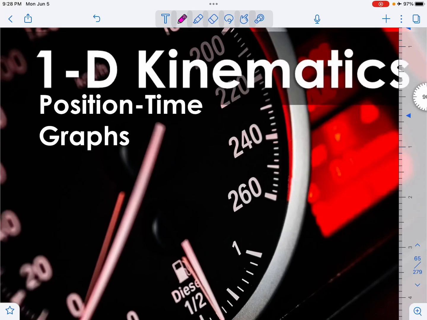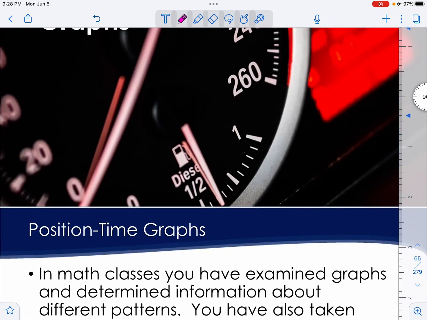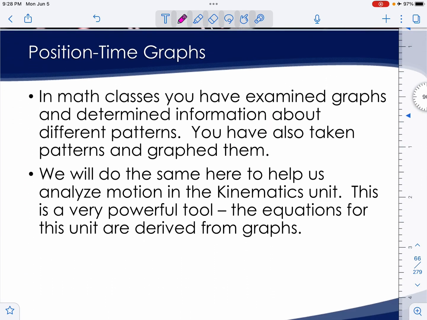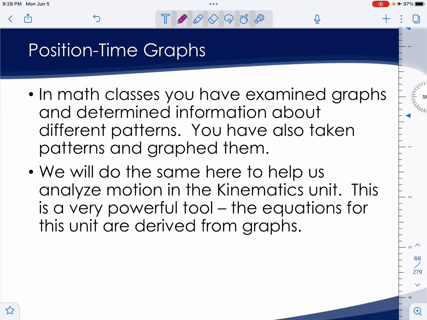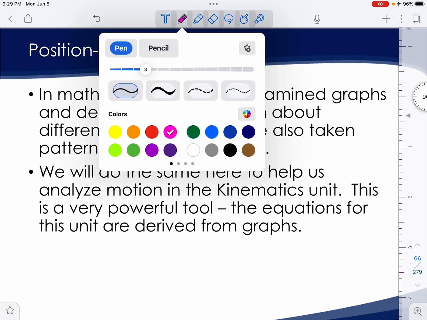Welcome to 1D Kinematics. Today we're going to be going over position time graphs. One of the great things about science is graphs kind of tell the story of what's going on in a lab, in an experiment, or just with concepts. So in math classes, you've examined graphs and determined information about different patterns. You've also taken patterns and graphed them. We're going to do the same here today.